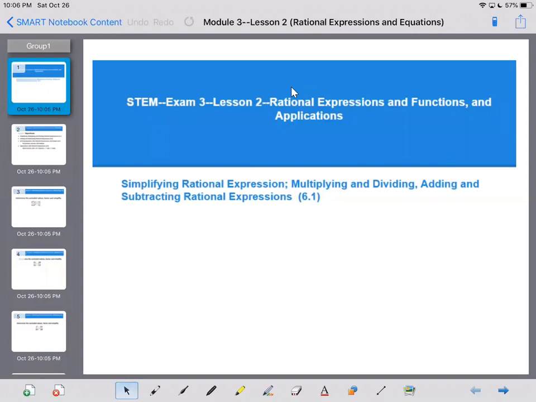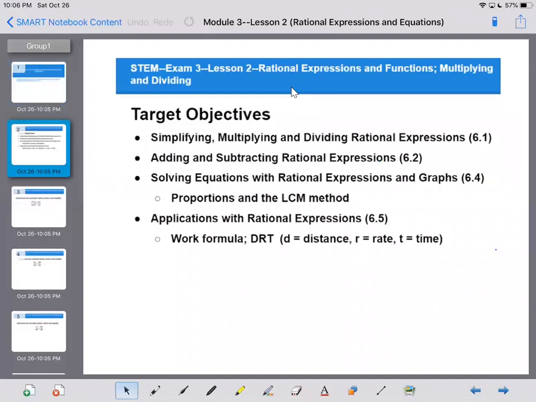And then another video series will be built into the slides that will pertain to all of the applications when we're discussing work formula, work problems, and distance rate time. So those are our objectives, and this video will represent these three topics. So we'll go ahead and get started.